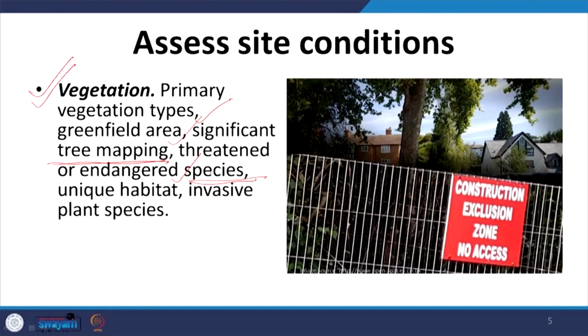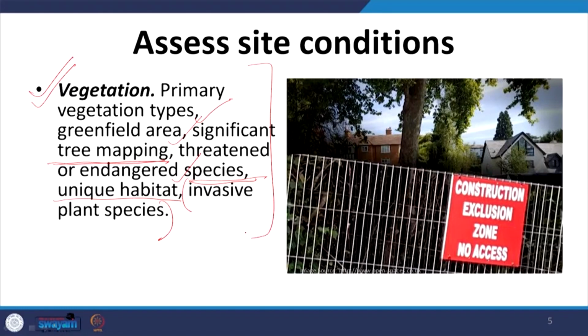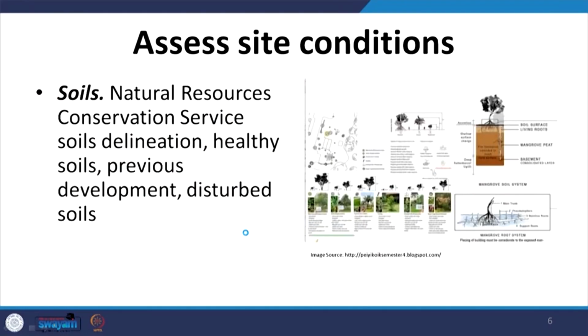And if it is, the site is a unique habitat to certain plants and animals, that is what we have to see. We also have to understand if there are any other invasive plant species. If you remember our initial lectures, we talked about alien invaders. Now, alien invaders are not just animals, they may also be plants. So, certain plant species may be invasive and they may just take over the entire area. So, we have to identify those. All this has to be done when we are assessing the site for its vegetation resource.